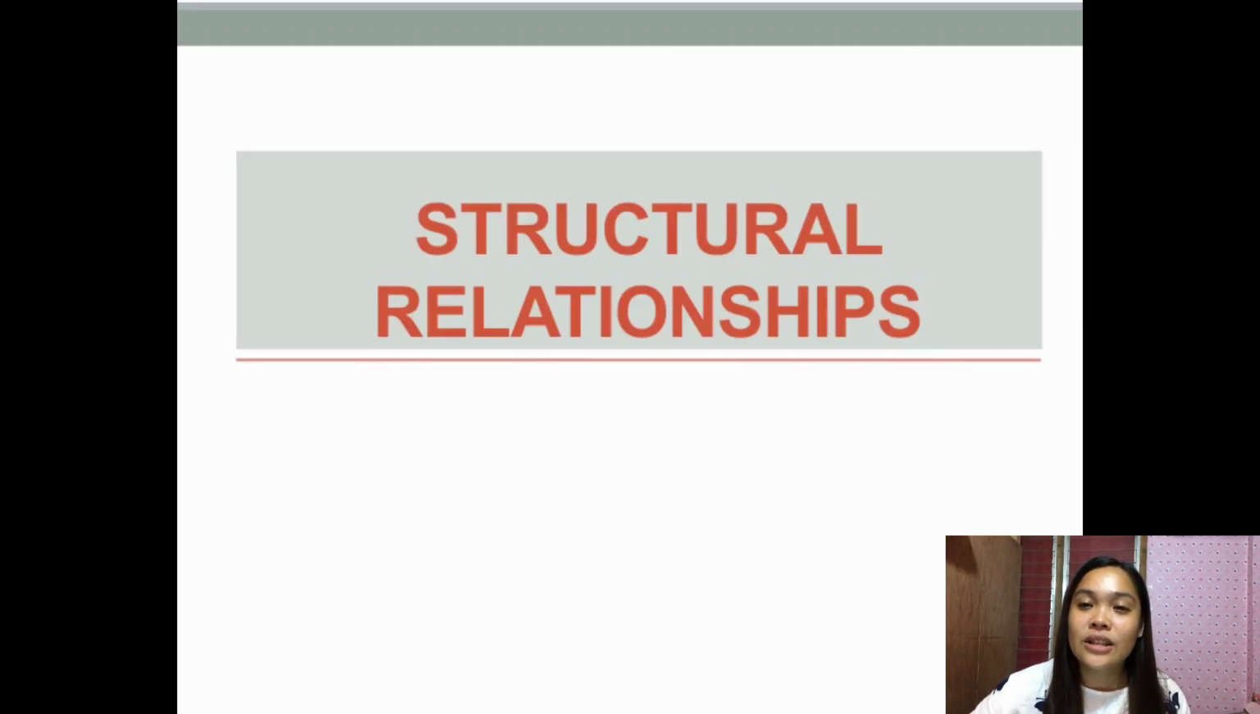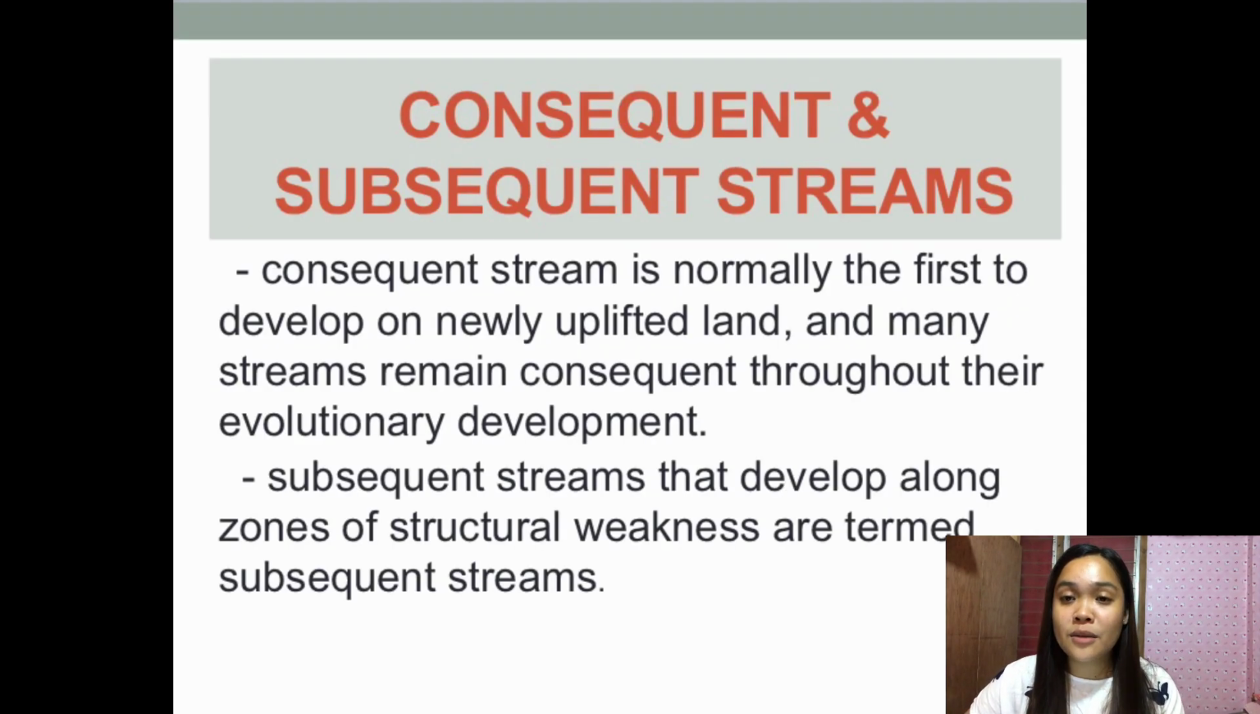So, structural relationships. Consequent and subsequent streams. The simplest and most common relationship between underlying structure and channel development is one in which the stream follows the initial slope of the land. A consequent stream is normally the first to develop on newly uplifted land, and many streams remain consequent throughout their evolutionary development.